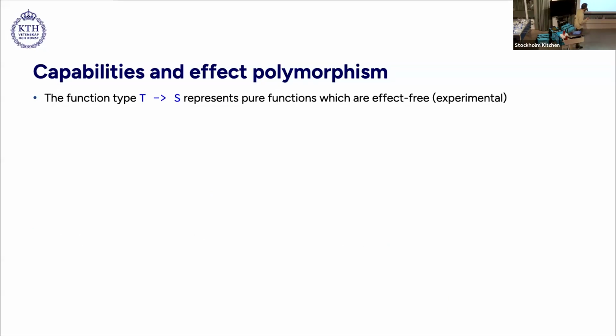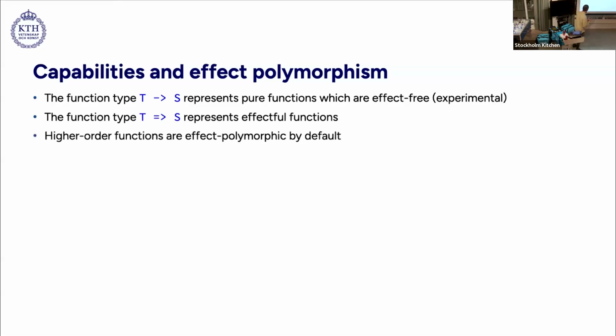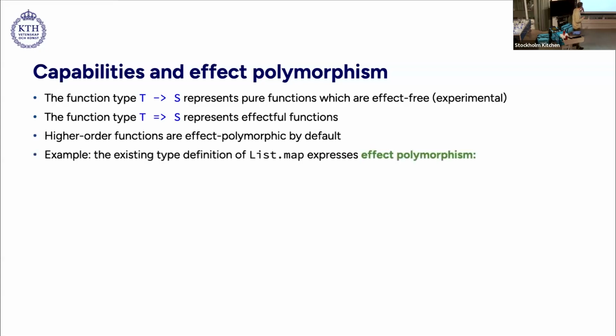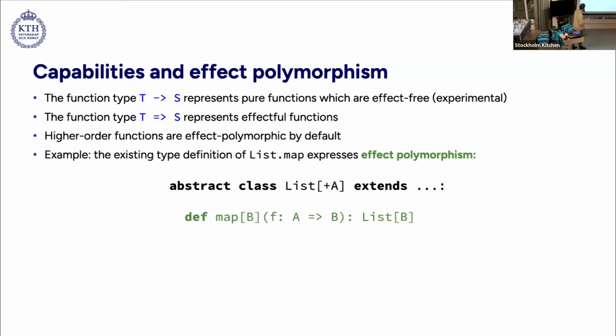Hooray, Scala now has pure functions, right? So it's functions that are effect-free. Whereas if you have a double arrow, the one we know and love, well, it's potentially effectful. And now the higher order functions like map are effect polymorphic by default. So the map method of list, right?